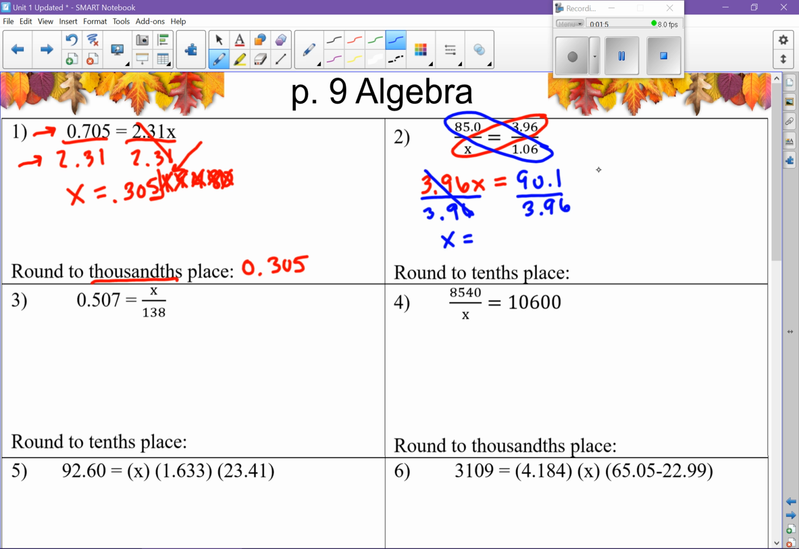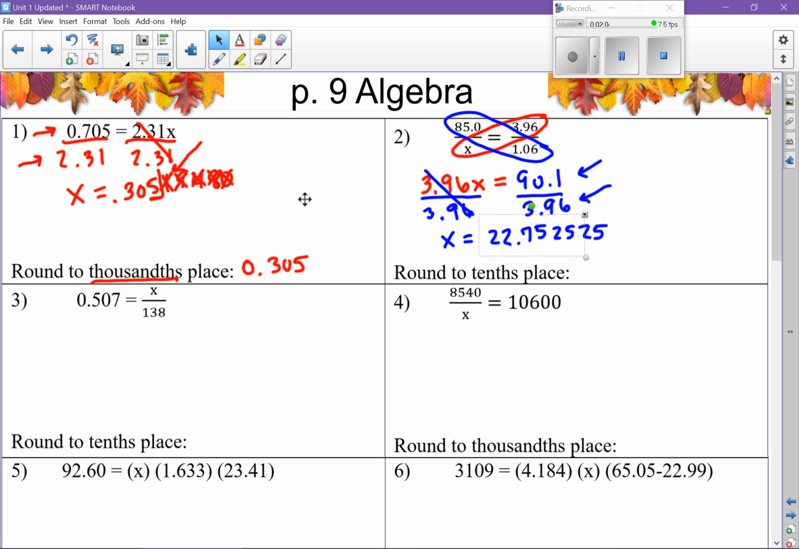X equals, put this in your calculator, 90.1 divided by 3.96. You're going to get another long number, 22.75252525, on and on and on. Then we just have to round. We're looking to go to the tenths place, which is right here. So I'm going to chop my number. I have a 5 directly after that, which means we're going to round up. So the 7 is going to become an 8. So we'll leave the 22 and make it 22.8.